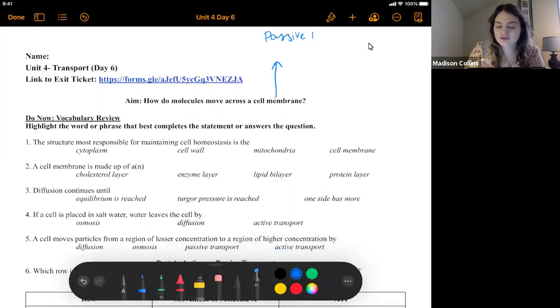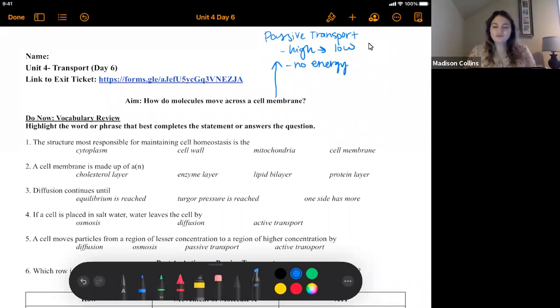Now we do know about a few different types of passive transport, but all of those methods mean that molecules are going from high concentration to low concentration, and this does not require energy. Okay, so it's a passive process.